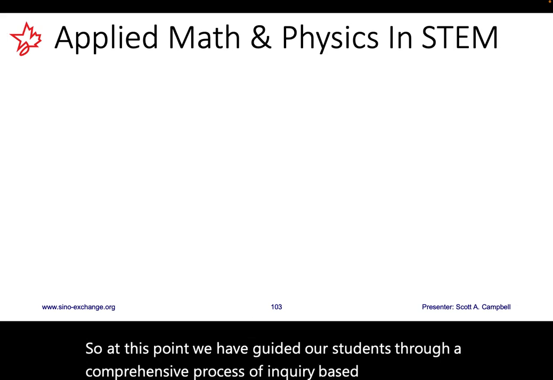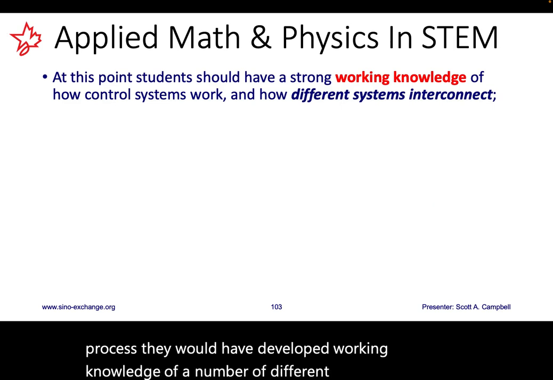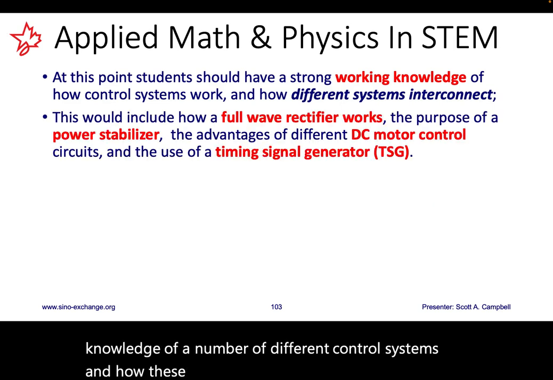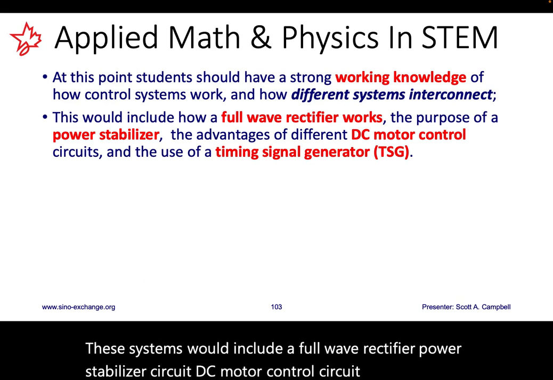In this process, they would have developed a working knowledge of a number of different control systems and how these systems interconnect with one another. These systems would include a full wave rectifier, power stabilizer circuit, DC motor control circuit, and timing signal generator.